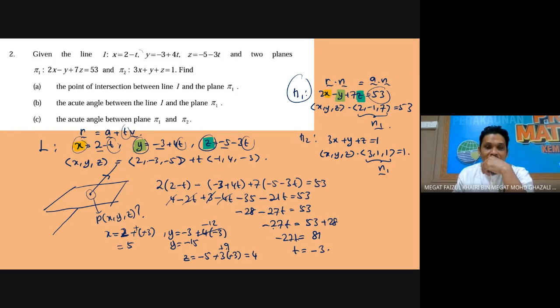So the point of intersection, which is 5, negative 15, and 4. Am I right? Question number 2A. 5, negative 15, and 4. That's it. Okay. That is the solution for question number 2A.